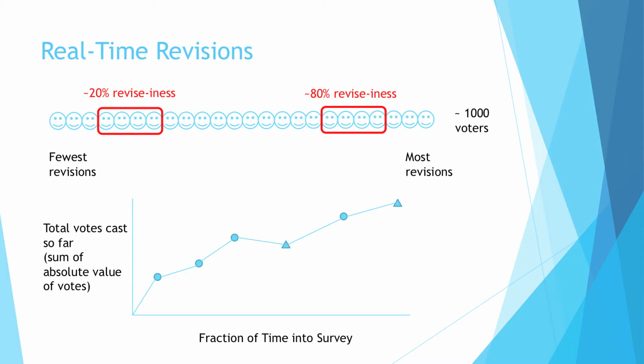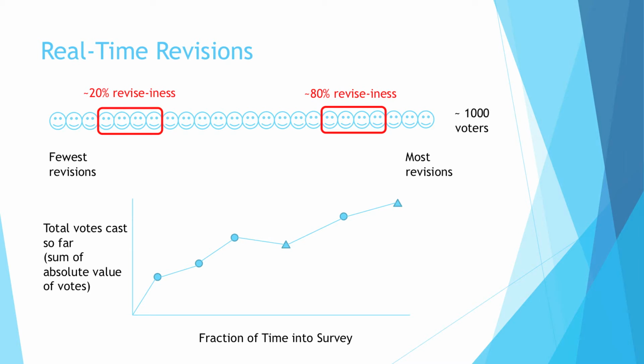Every time you cast a vote, we'll put a circle. Every time you make a revision, we'll put a triangle. And the vertical axis here is the accumulation of all the votes you've cast over time. So it should go up over time, right? You vote on the first one, you vote on the next one, now you have more votes going on. And use the absolute value of the votes. So they vote a 3, then they vote a -2. So you go from 3 to 5.